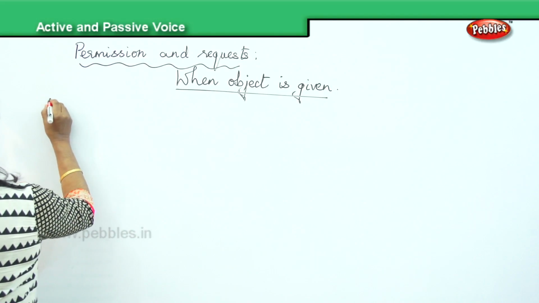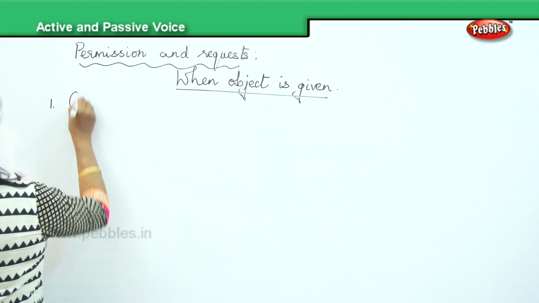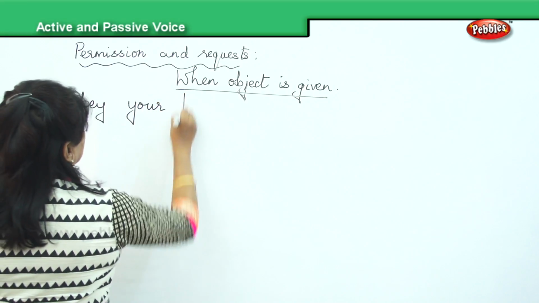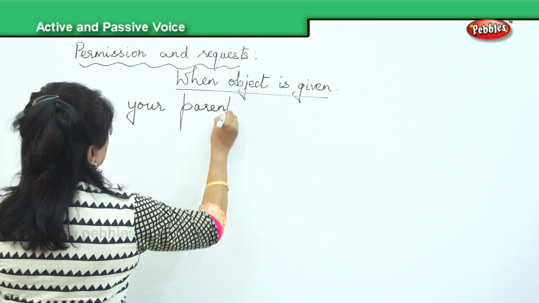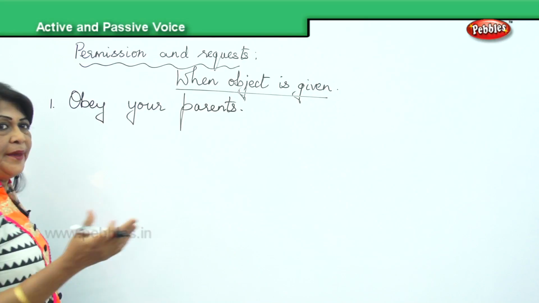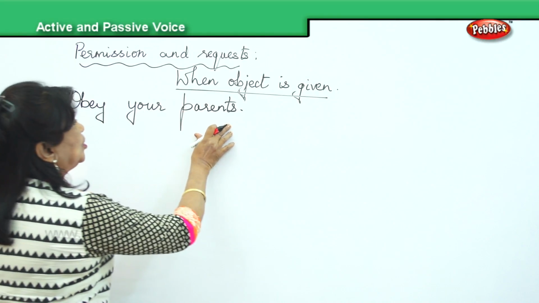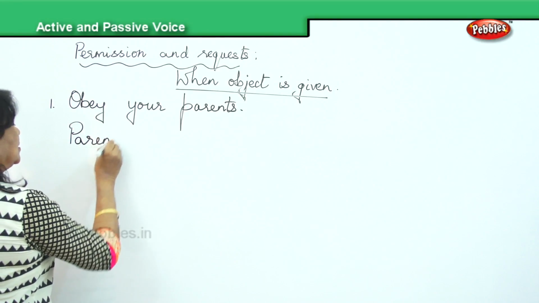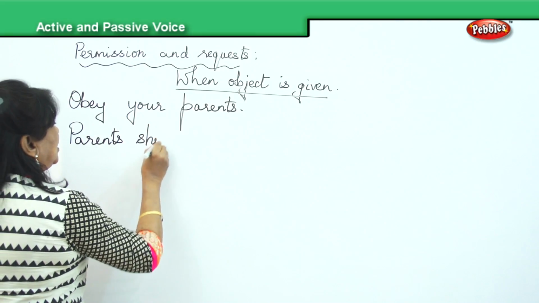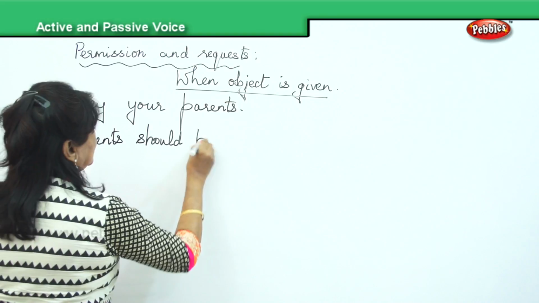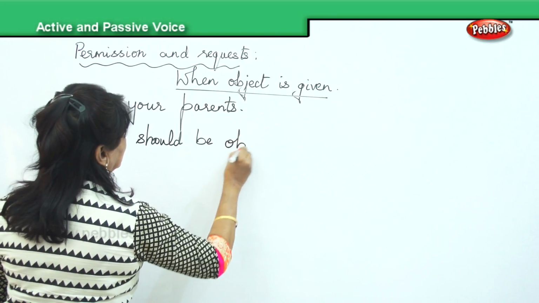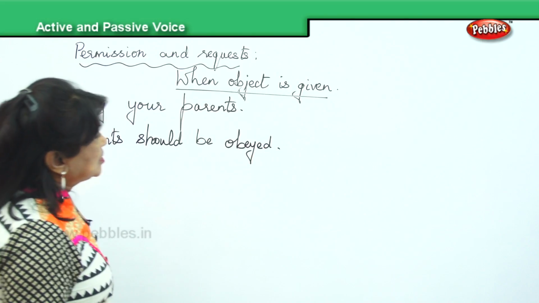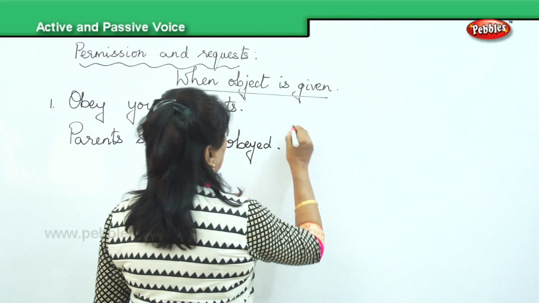Let's see. First one, obey your parents. Now, you obey your parents, you is not given, parents is the object. So, we bring the parents here, parents should be obeyed. Or we can also say, let your parents be obeyed.